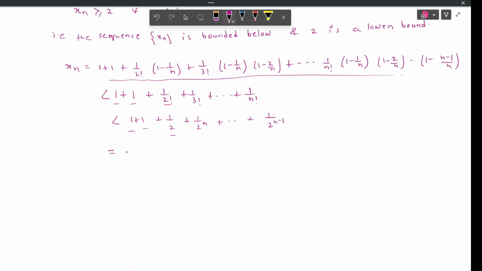So let us say this is 1 plus, and this thing is a GP series with common ratio half. So a into 1 minus r to the power n by 1 minus r, that is the formula. So this is 1 plus 1 minus half to the power n by half. So this will be 1 plus 2 minus 2 to the power n minus 1, because it would be 2 to the power minus n, and it would be 2 to the power minus 1. So if you multiply by 2, this will be 2 to the power minus n plus 1.